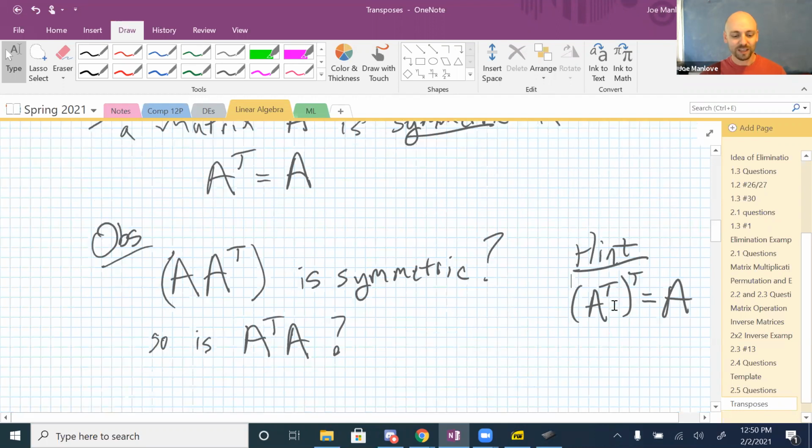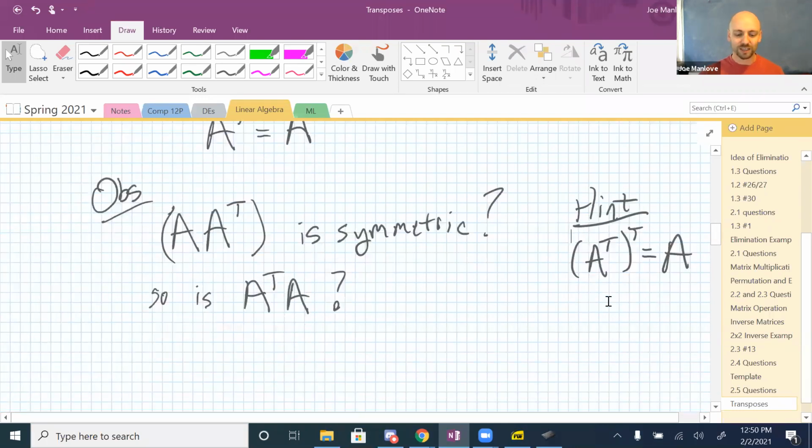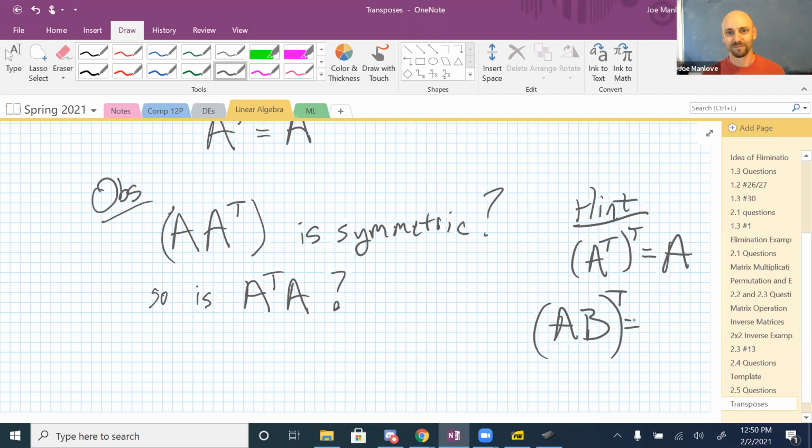Think that one through. And then the other question that you're going to want is: AB transpose is something. I'm going to let you guys fiddle with that a little bit because I don't want to take all the fun out of this subject. Is that cool?